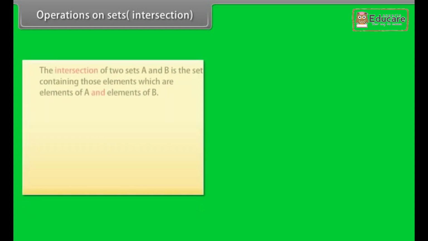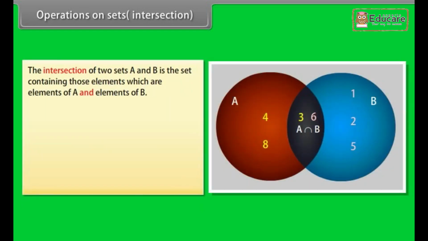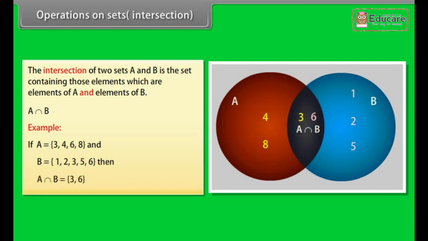Operations on sets: intersection. The intersection of two sets A and B is the set containing those elements which are elements of A and elements of B. We use this symbol for intersection. Example: if A is equal to {3, 4, 6, 8} and B is equal to {1, 2, 3, 5, 6}, then A intersection B is equal to {3, 6}. Look at this diagram now. This dark portion indicates A intersection B.